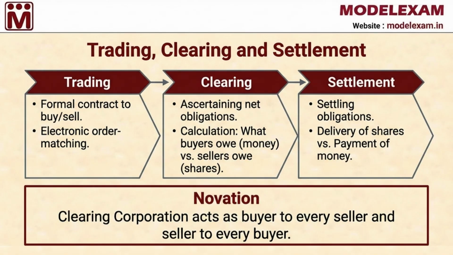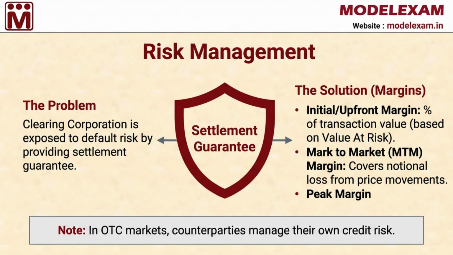To make this safe, the clearing corporation performs a function called novation, meaning it acts as the buyer to every seller and the seller to every buyer. Because the clearing corporation guarantees settlement, it exposes itself to the risk that a buyer or seller might default. To manage this risk, they use a system of margins. Think of a margin as a safety buffer.